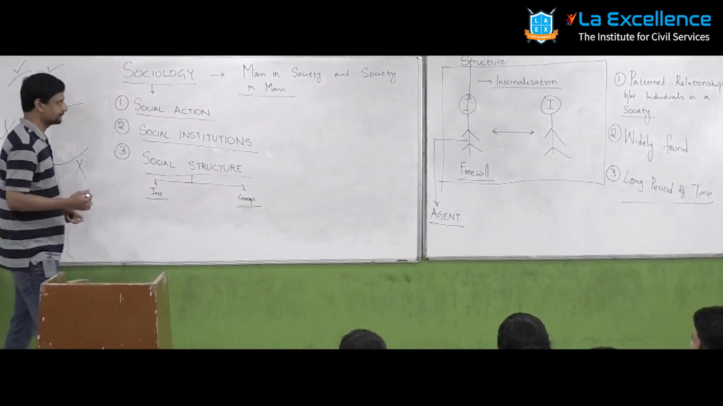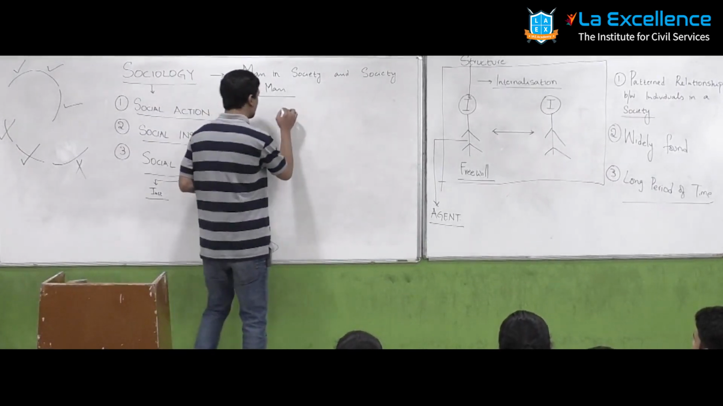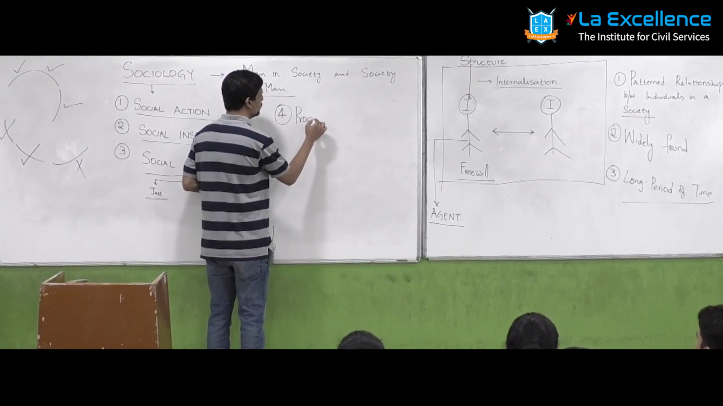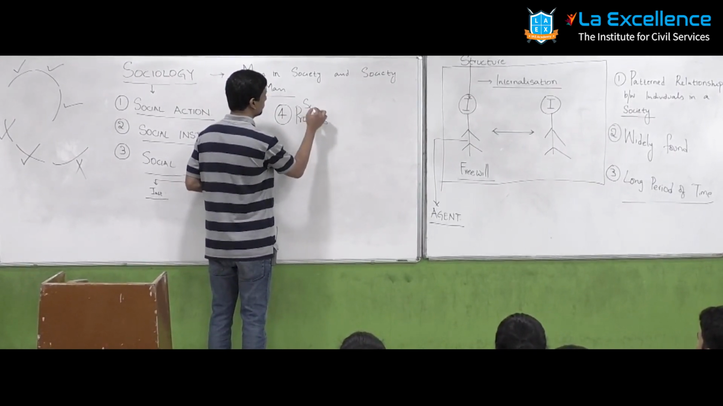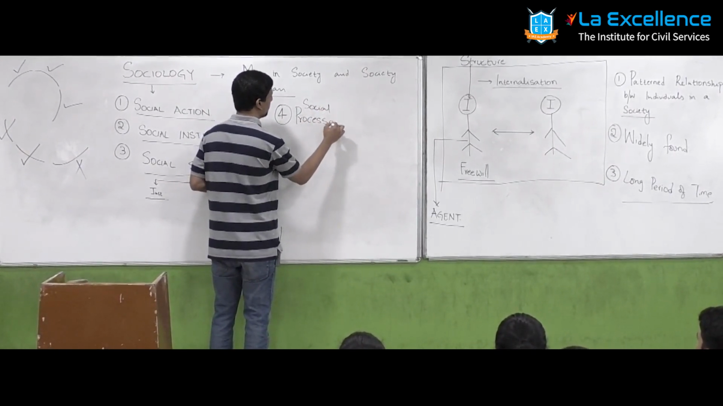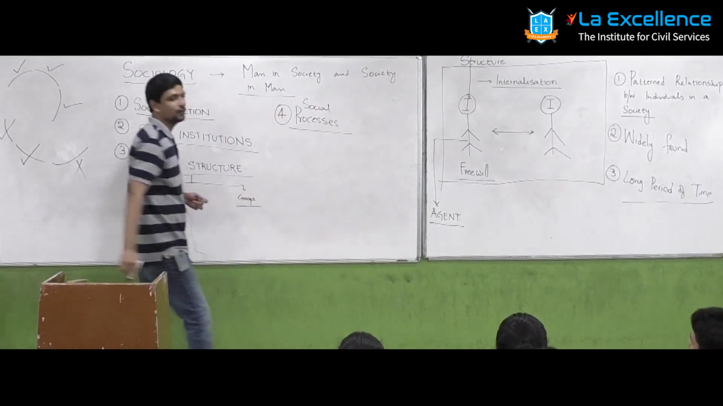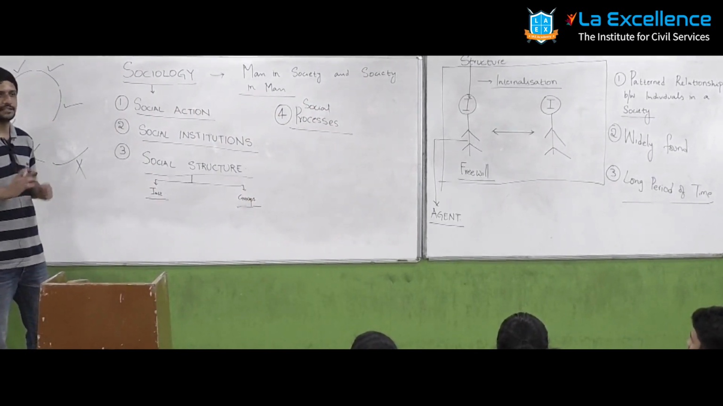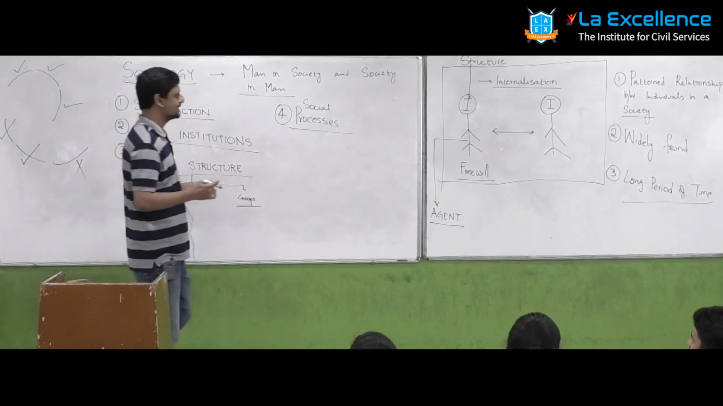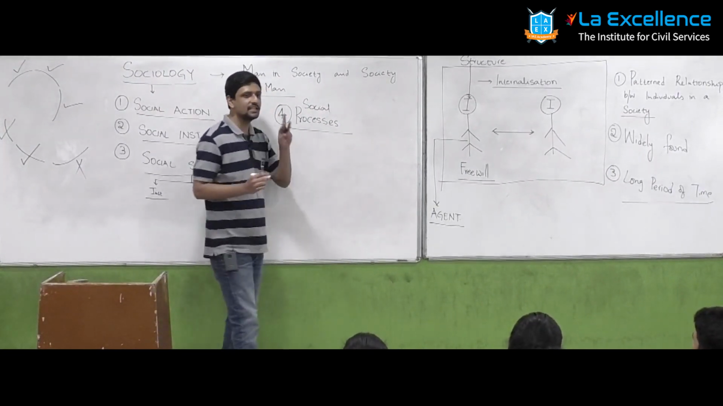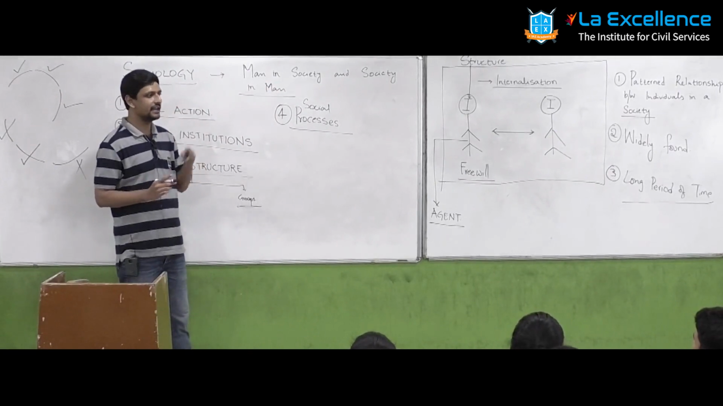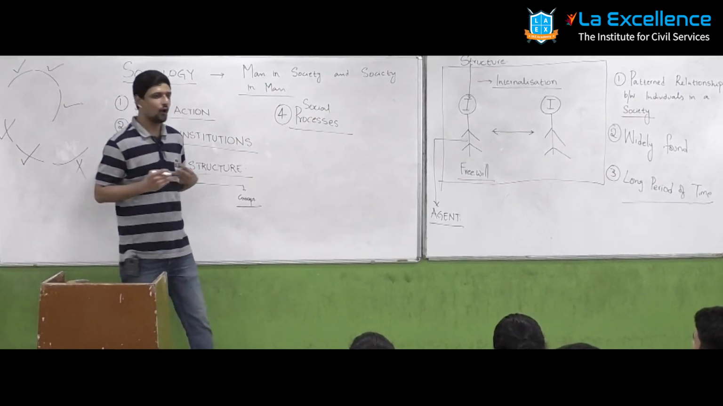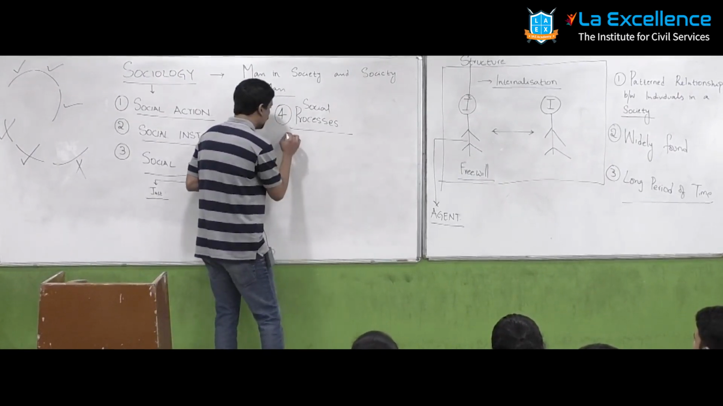Then fourthly, sociology is the study of social processes. Okay, what do we mean by social processes, right? This is the easiest part to understand. That is, sociology tries to answer 3 questions related to society. Okay, 3 process related questions. What are these 3 questions?